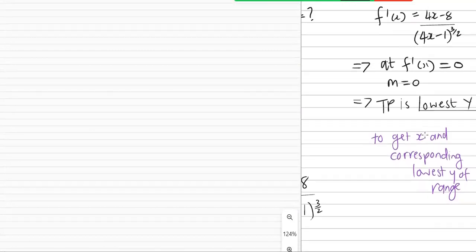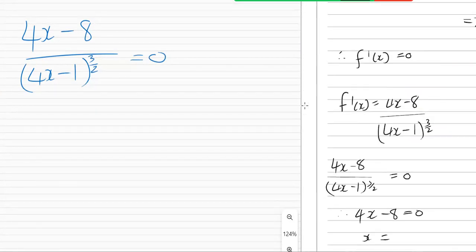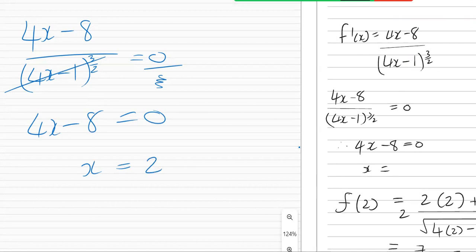Let's take this thing and we equal it to 0. 4x minus 8 over 4x minus 1 to the power of 3 over 2 has to be equal to 0. Now, if you times both sides by 4x minus 1 to the power of 3 over 2, it's just 0 divided by this whole thing. It's going to cancel out. So it's just 4x minus 8 equal to 0. We rearrange slightly and we get x is positive 8 over 4, so x is equal to 2. So 8 divided by 4 is 2.